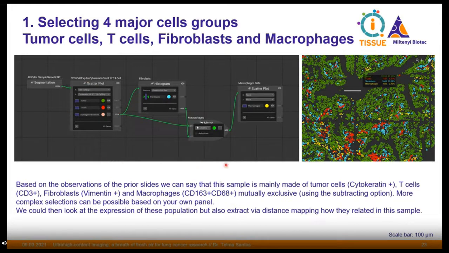After doing this kind of gating strategy, you could actually see the cells you are selecting. So I could directly see the cells I selected and assign them a color and a name, of course, and see them on the image. You can also get the information about the number and the percentage of cells as well.